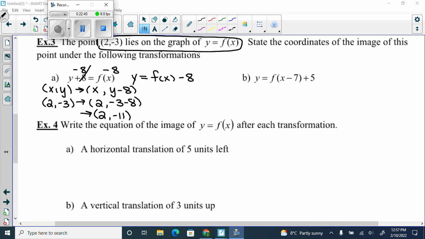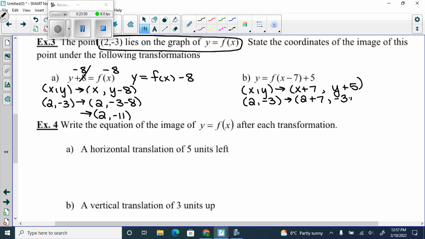So for this one, our mapping is going to be x, y becomes 7 to the right, so x plus 7, and 5 up, so y plus 5. And I plug in (2, -3). And it becomes (2 plus 7, -3 plus 5), which is (9, 2).